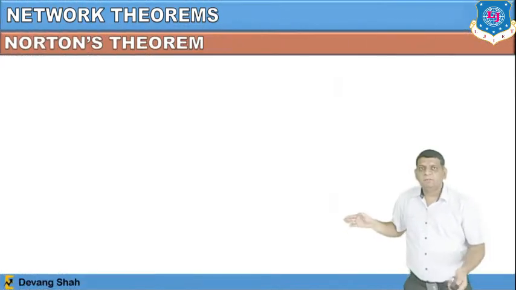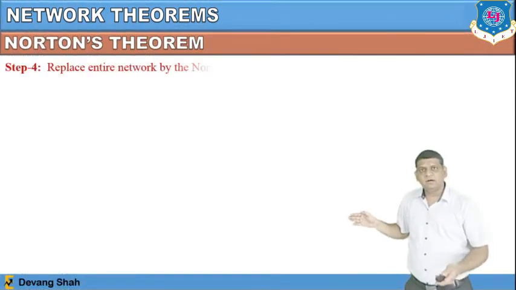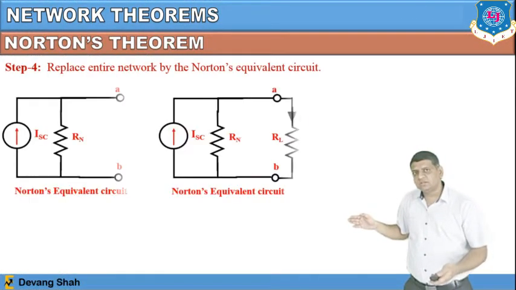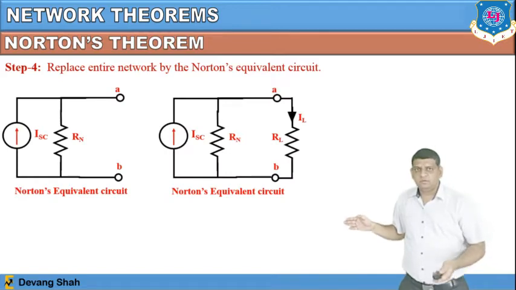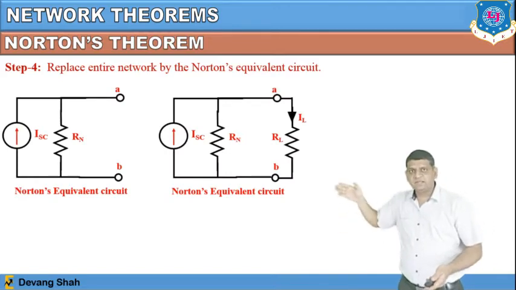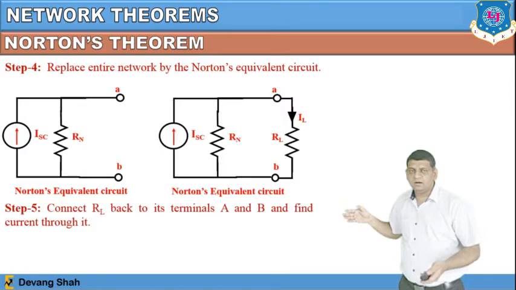You can check here. And then you have to finally find the current which is passing through the load resistor RL. You can see here from this ISC and Rn, you can connect your RL, and here IL is passing through the RL.